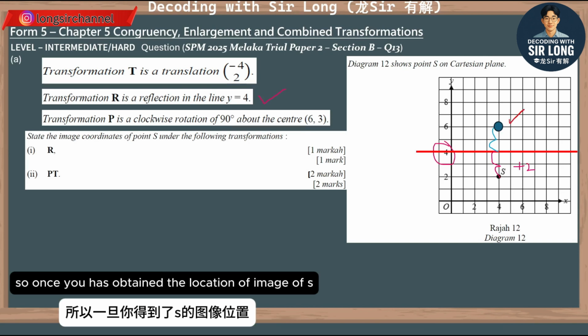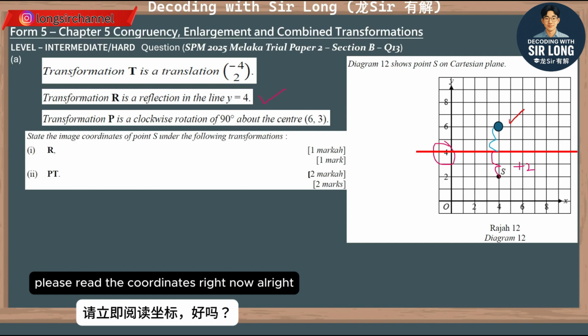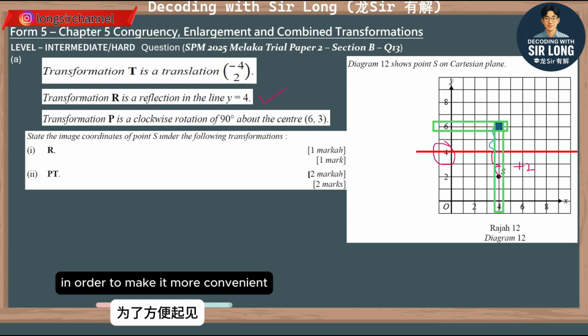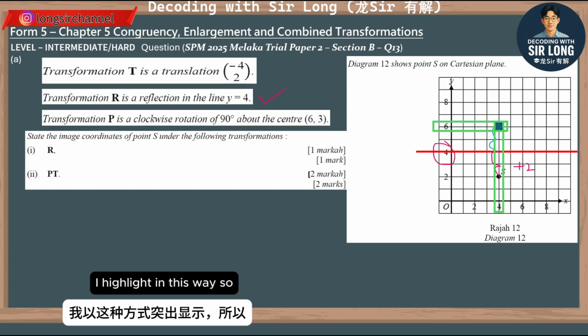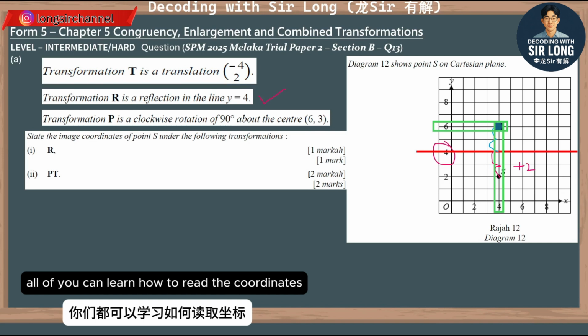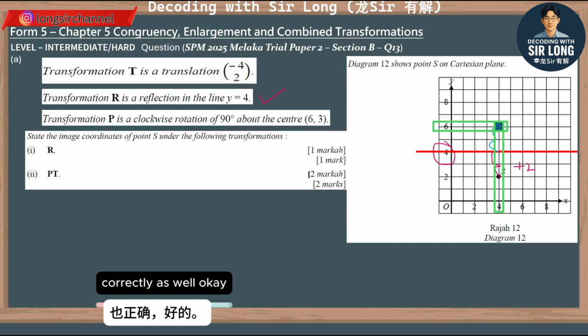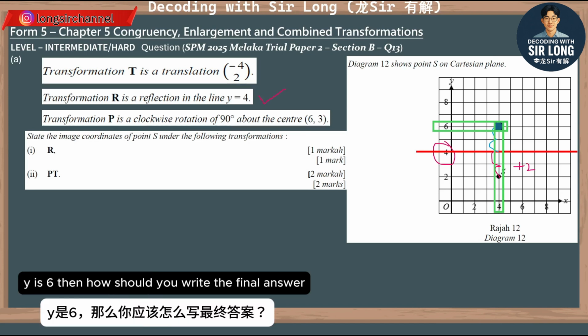Okay, so once you have obtained the location of the image of S, please read the coordinates right now. Alright, in order to make it more convenient, I highlight in this way so all of you can learn how to read the coordinates correctly as well. Okay, so what's the value of x? x is 4, y is 6. Then how should you write the final answer?